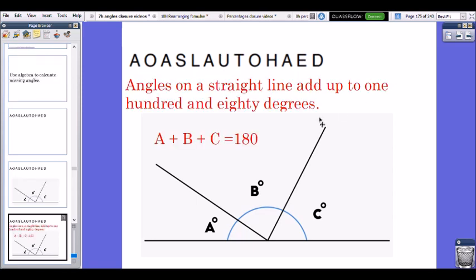So, what I was looking for was angles on a straight line add up to 180 degrees. So in this diagram, angles A plus angle B plus angle C, they add together to make 180 degrees. And if we remember from a few lessons ago, that's because a whole turn is 360 degrees, so a half turn represents half of that, which is 180 degrees. Okay, next one.